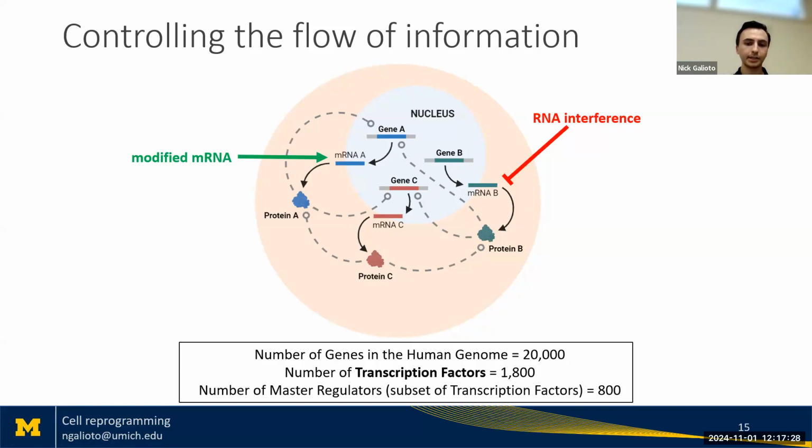So the idea is that we would like to be able to simulate this flow of information on a computer so that we can really narrow down the candidate transcription factors that would be useful in reprogramming a cell.